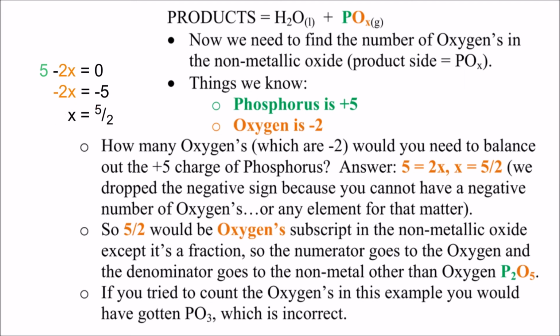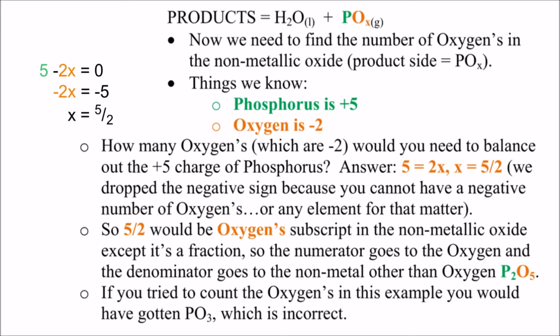Okay, that means that 5/2 would have to be the subscript on oxygen, but you can't have a fractional number of oxygens. So in order to get rid of that, what you're going to do is give the numerator to oxygen and the denominator to the nonmetal. So 5 belongs to oxygen and 2 belongs to phosphorus. So you're going to get P2O5 as your nonmetallic oxide.